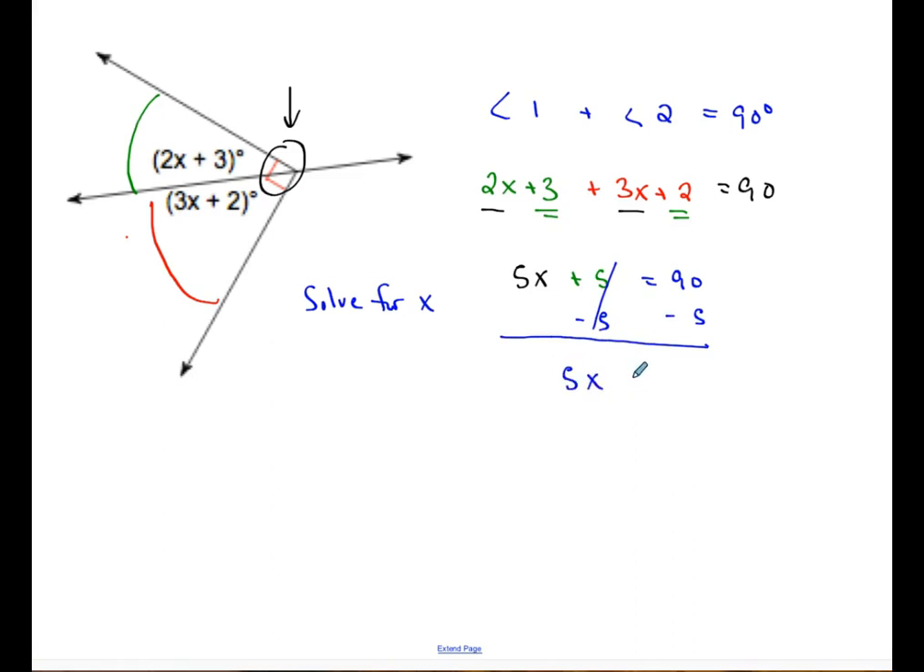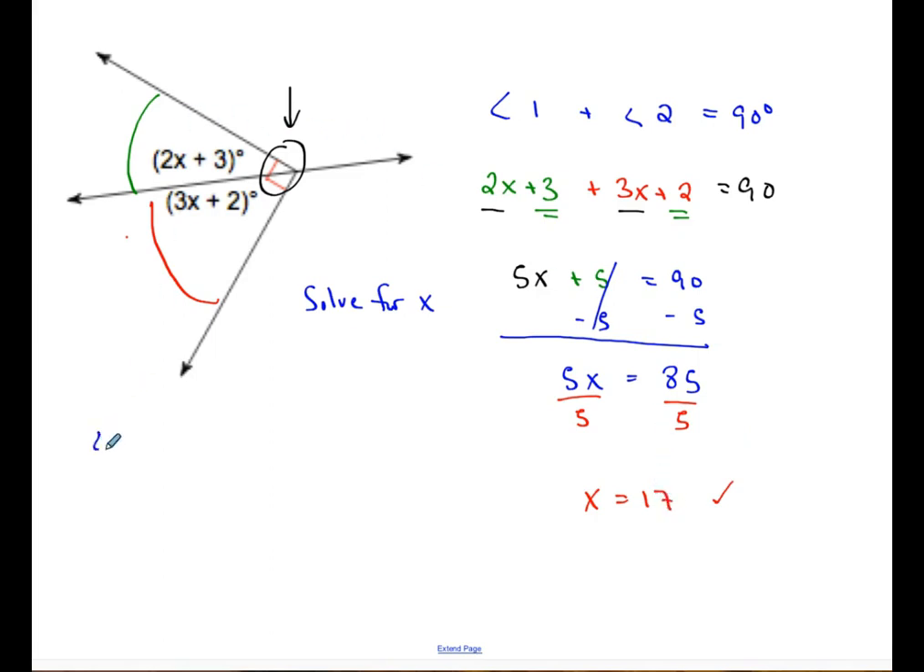Giving me 5x is equal to 90 minus 5, which is 85. And then I'm going to divide both sides by 5. And x is equal to, and x goes in there, 17 times. All right, so now I know what x is. So if it just said solve for x, we're good. However, if it says find the missing angles, then we need to go back and find the missing angles.